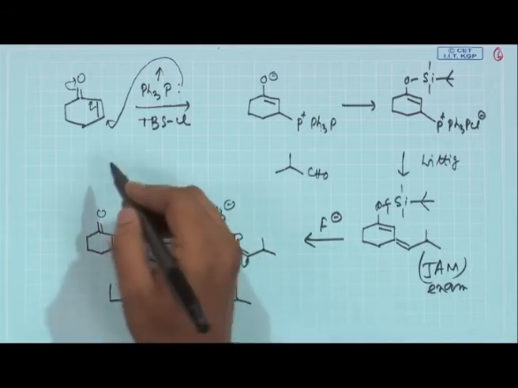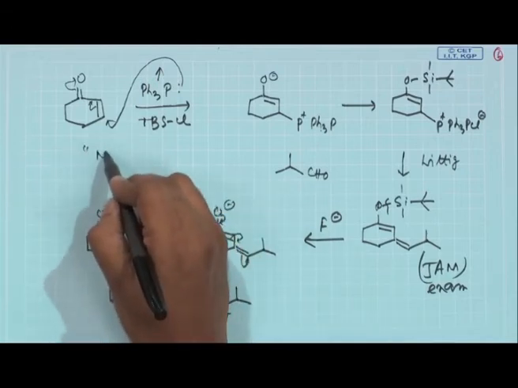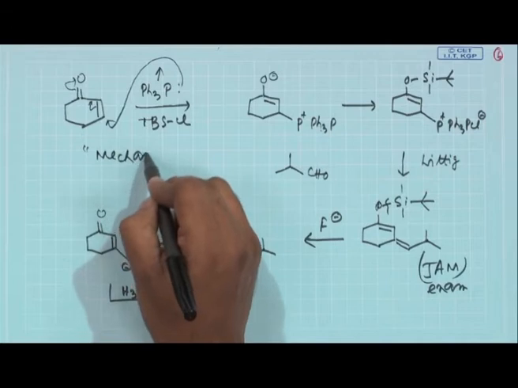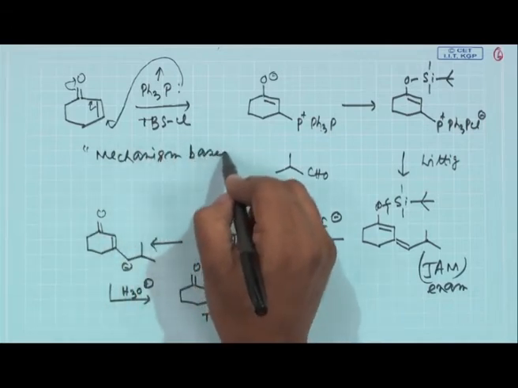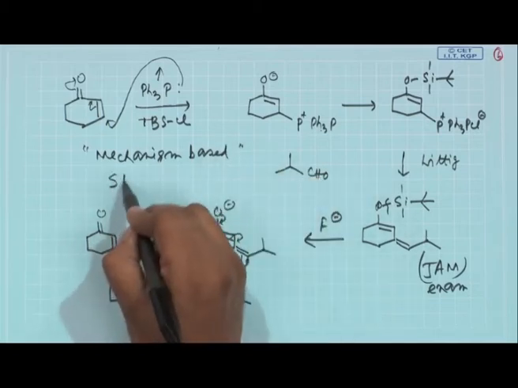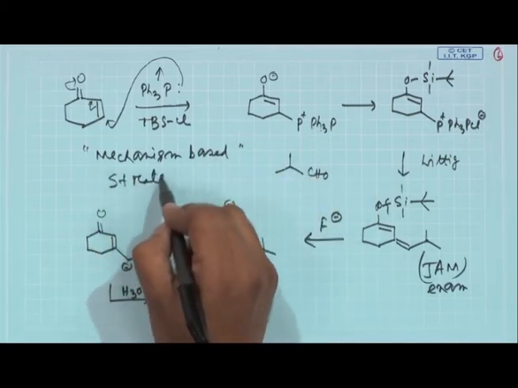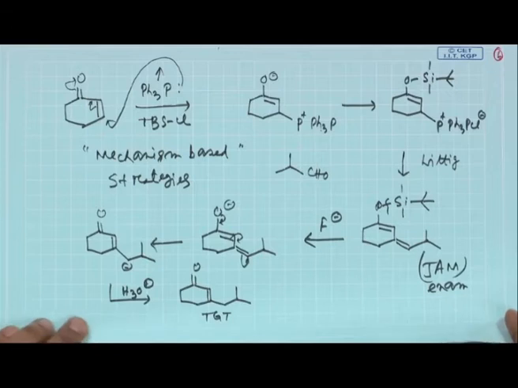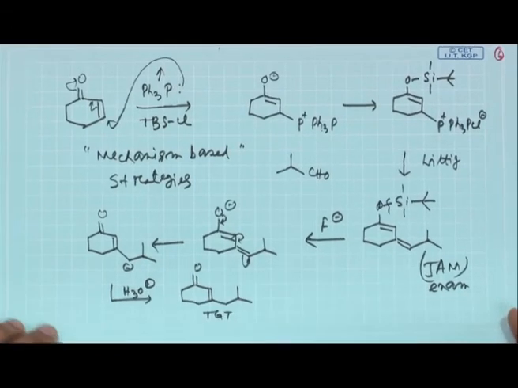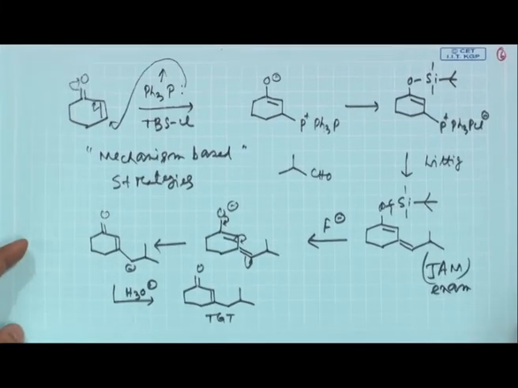The point is, this is a very nice demonstration of mechanism based strategy. Now, this mechanism is very simple, and it also gives you the idea of how a key transformation works. In this case you are generating a Wittig ylide or Wittig salt in the reaction mixture by using triphenyl phosphine as a nucleophile. Now, that basically sets up the entire thing.